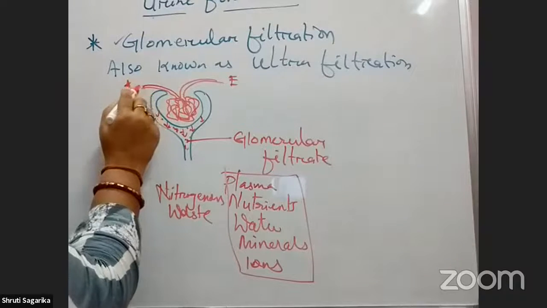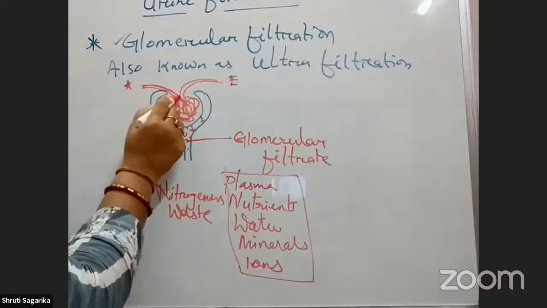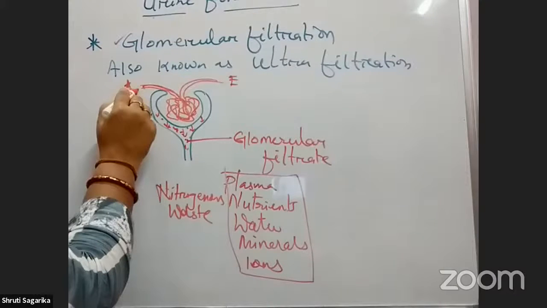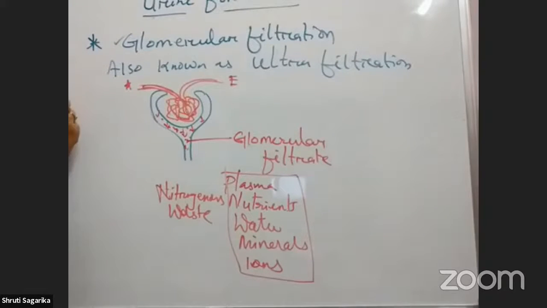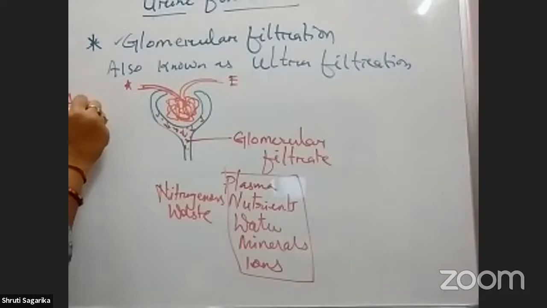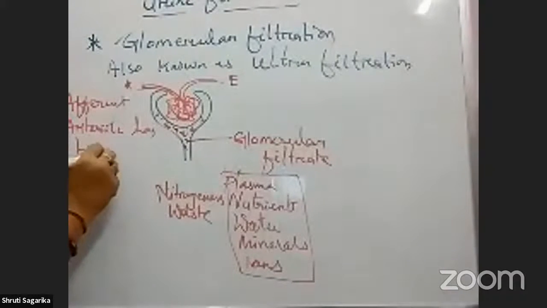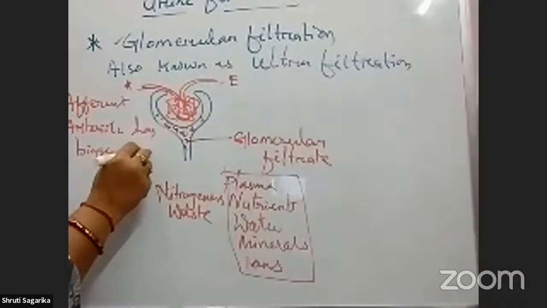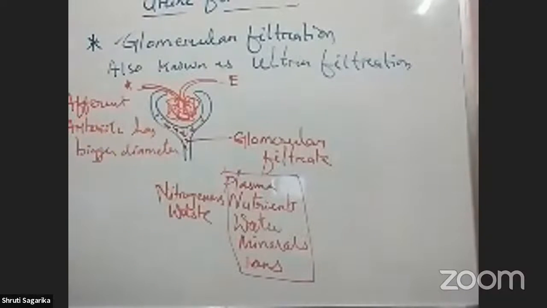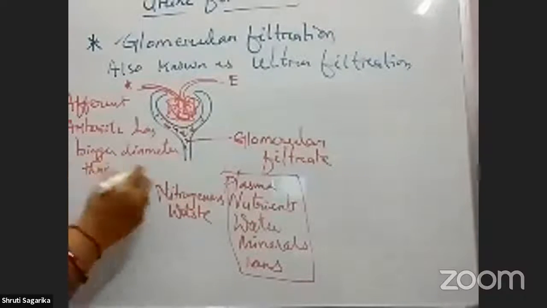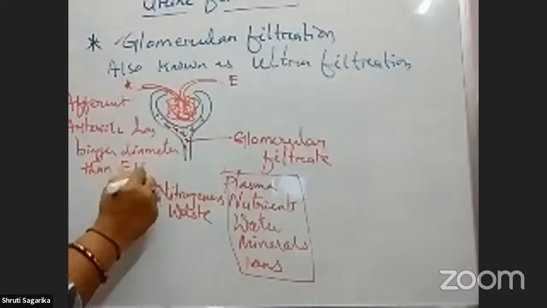Now the thing is how this pressure is created. When we think of this arteriole, the afferent arteriole has a larger diameter in comparison to the efferent arteriole. So I'll just write here: afferent arteriole has bigger diameter than efferent.